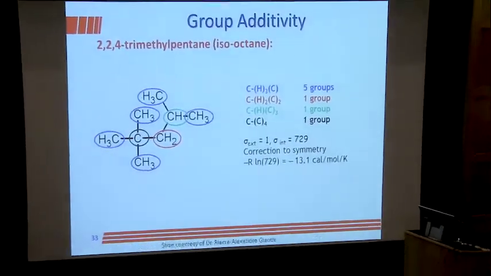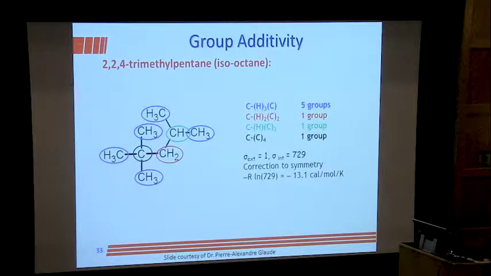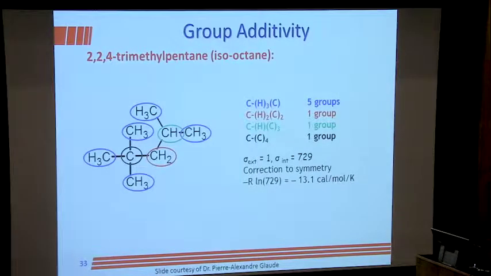Okay, so let's do it. Let's do isooctane. And it's not as simple as I've been making out. It's even more complicated. So now you think you know it all. We're only about halfway there.